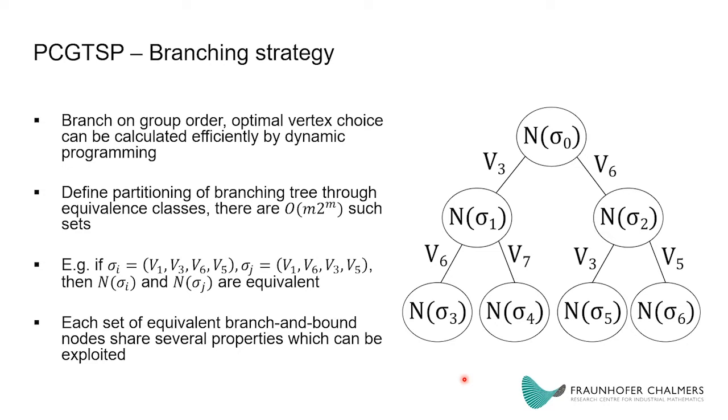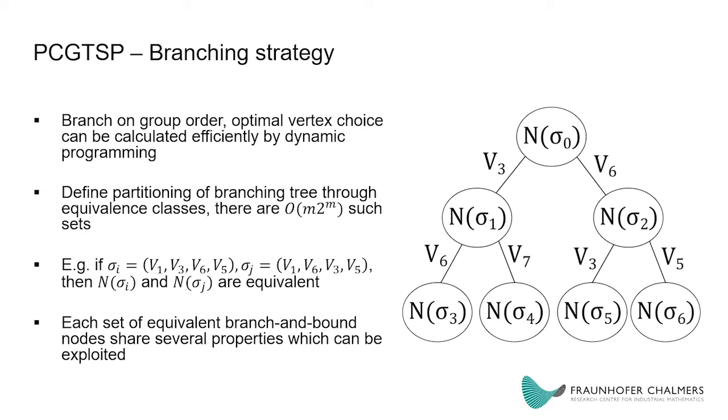The branching tree node N of sigma represents a PCGTSP subproblem where the tour is required to begin with the group sequence defined in the sequence sigma. So for example, N of sigma 3 corresponds to a subproblem of the PCGTSP, where any feasible tour must begin with the sequence V1, V3, V6. The optimal choice of vertices can then be decided easily and efficiently by dynamic programming for any fixed group sequence.